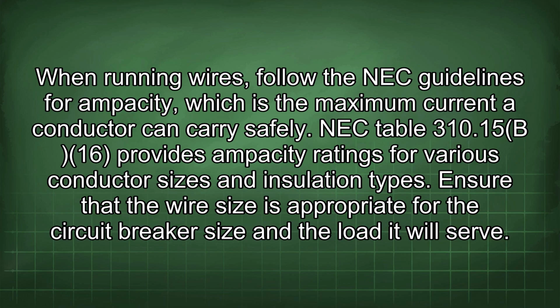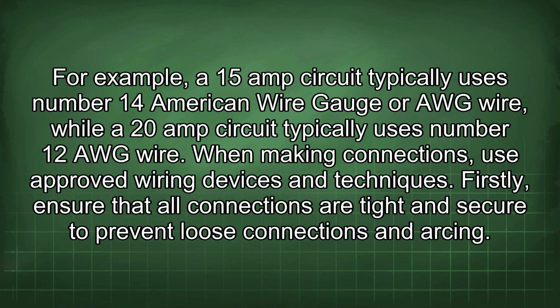NEC Table 310.15(B)(16) provides ampacity ratings for various conductor sizes and insulation types. Ensure that the wire size is appropriate for the circuit breaker size and the load it will serve. For example, a 15 amp circuit typically uses number 14 American Wire Gauge, or AWG, wire, while a 20 amp circuit typically uses number 12 AWG wire.